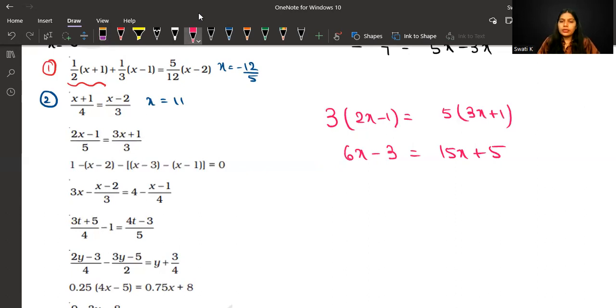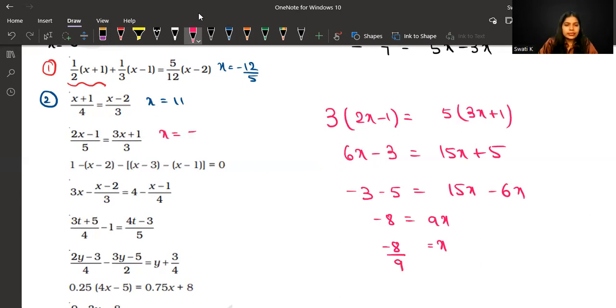Now, of course, I'll keep this minus 3 as it is. I'll shift plus 5 to the other side, so minus 5. And this 15x as it is, and this 6x I'll shift to the other side, so it will become minus 6x. Minus 3 minus 5 is minus 8. 15x minus 6x is 9x. So the value of x is simply minus 8 divided by 9. So that's the answer for this x, minus 8 divided by 9. This is the answer for the third one.